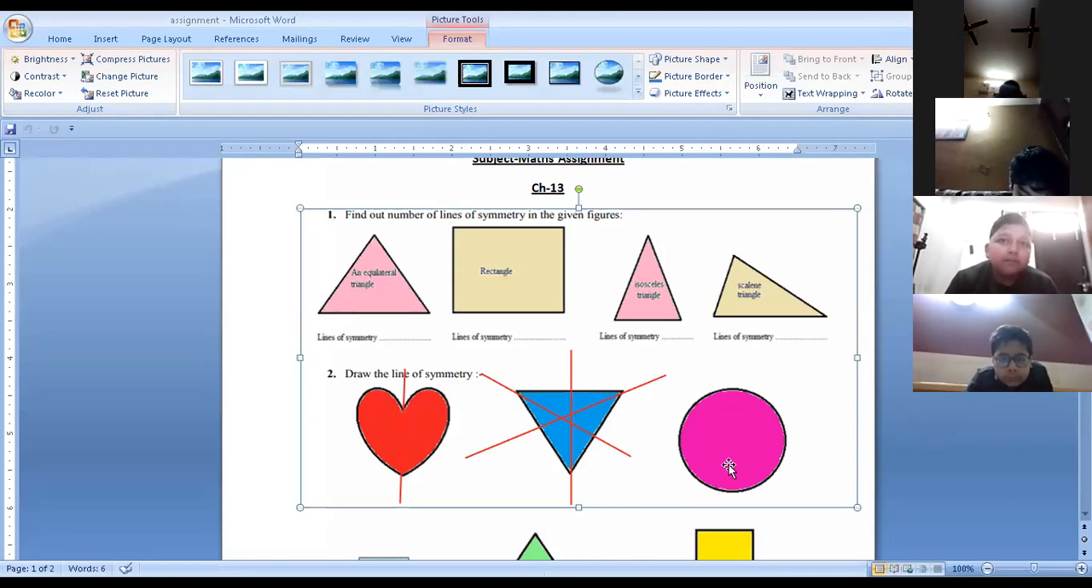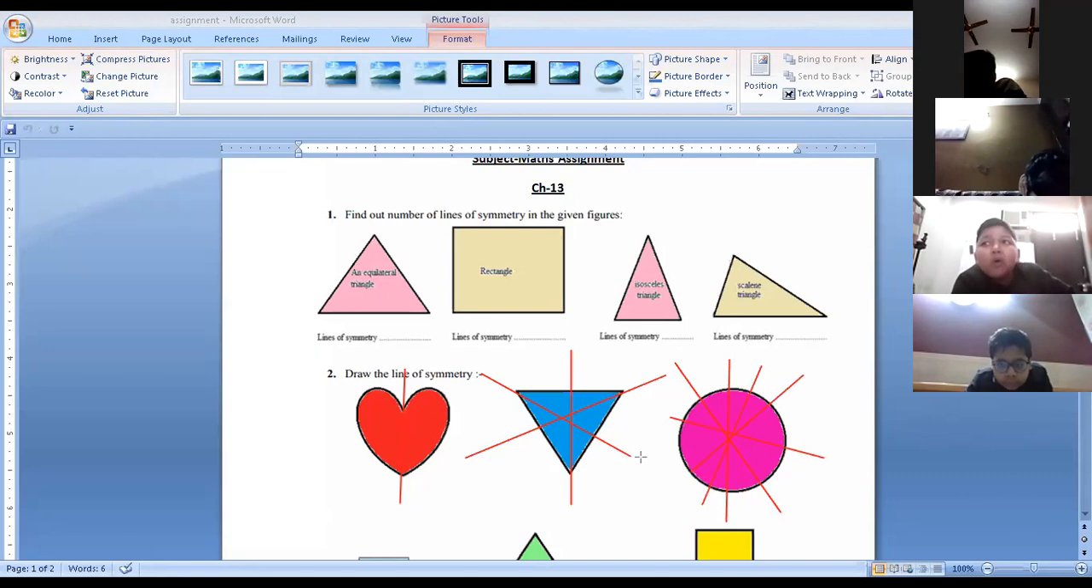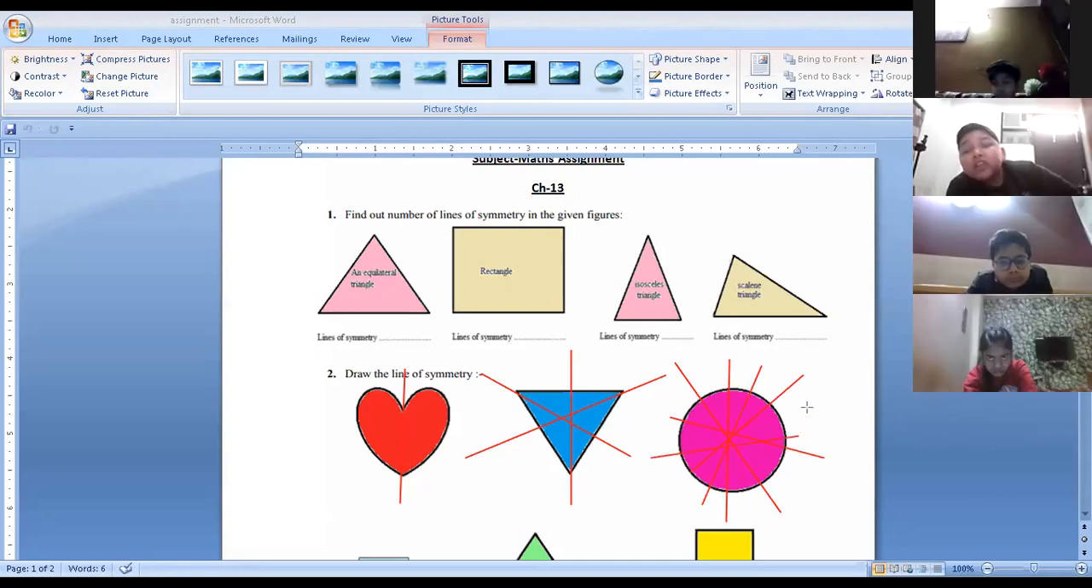Here, yes, countless, infinite number of lines of symmetry. You can draw any line of symmetry in a circle. Right answer. Yes, Rayan Kumar, countless, infinite. Right answer, Ritul.